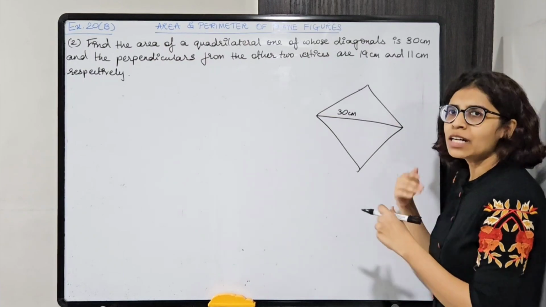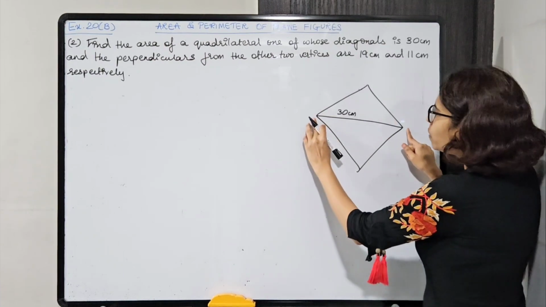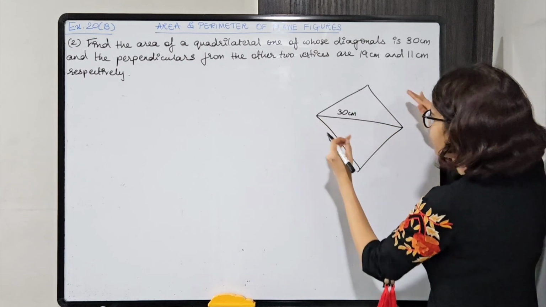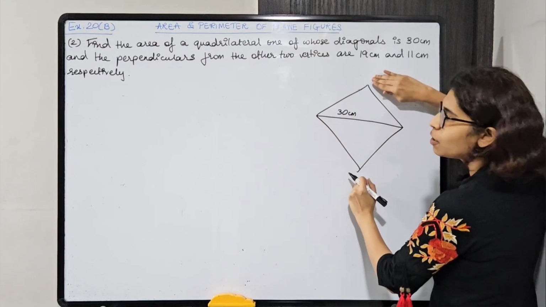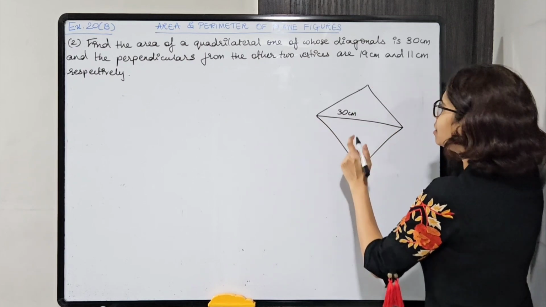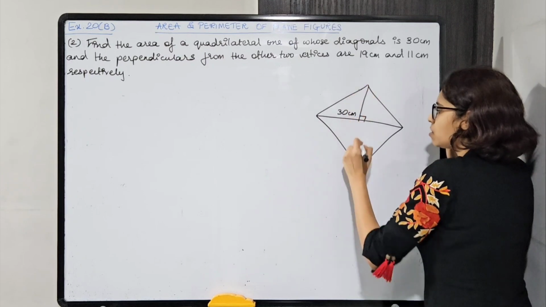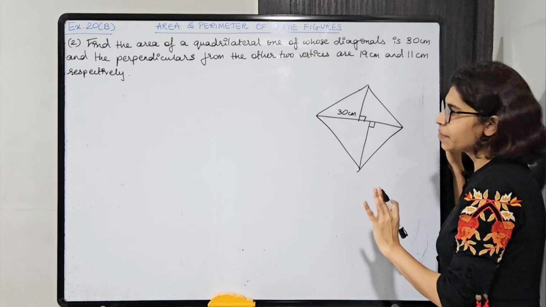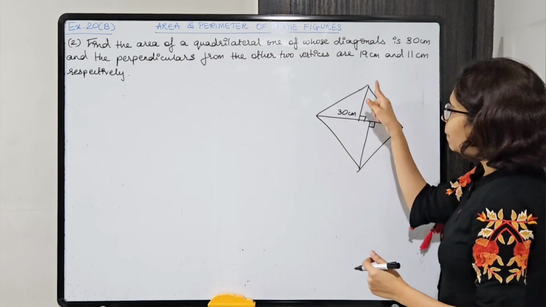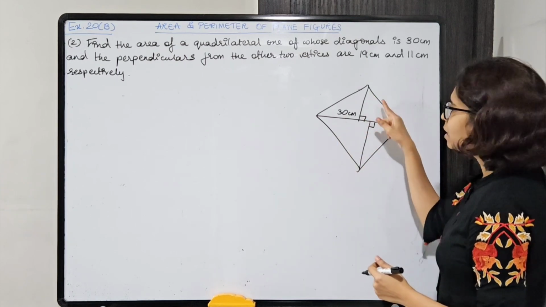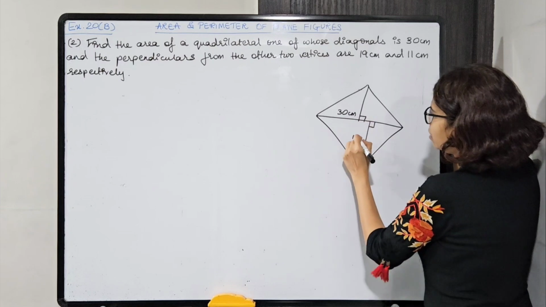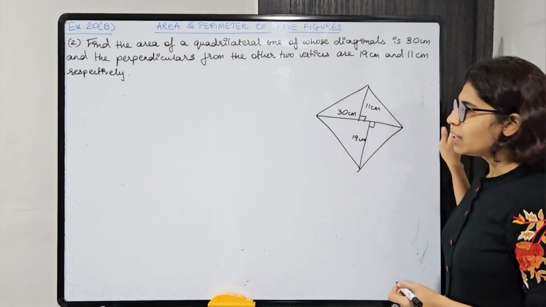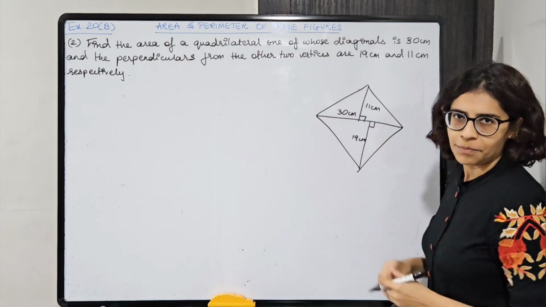So what do you mean by other two vertices? ये दो vertices को join करके ये diagonal बन रहा है. वो vertices को छोड़ के जो remaining two vertices है, from these two vertices there are perpendiculars on this diagonal. Okay, so one diagonal is given, perpendiculars from the remaining two vertices, and ये perpendiculars का length क्या है? 19 and 11. Okay, so how will we find the area?